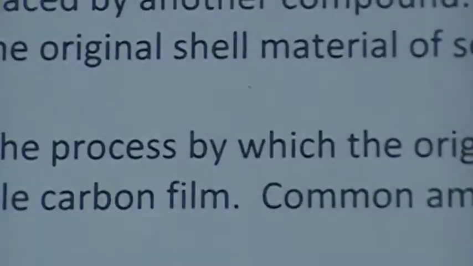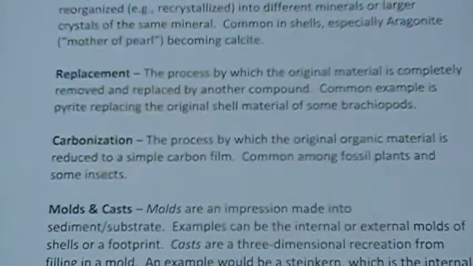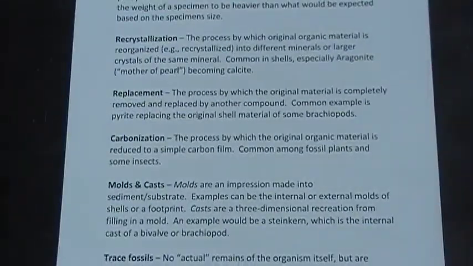Now, if we look at our next one, recrystallization, this is a very common type, especially when it comes to shells and things made out of calcite. The most common example you may ever read about is the aragonite to calcite recrystallization. So you get that mother of pearl appearance being recrystallized into a more stable form of calcite.